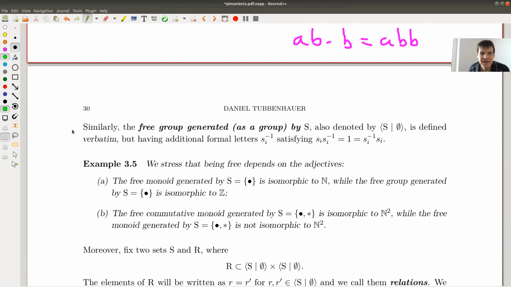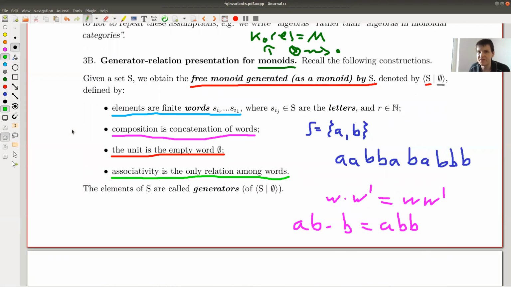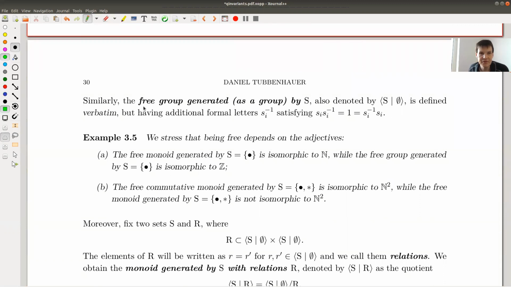Yes, so that's what I said. You have to be always a little bit careful with the terminology. The free monoid generated by S is just this bunch of words, and you can stack them together. There is also the free group generated by S. It's basically the same, but now you also have formal letters of the form S inverse, and you need to impose one relation: S times S inverse equals 1 equals S inverse times S. So 1 is the unit, the empty word in your monoid.